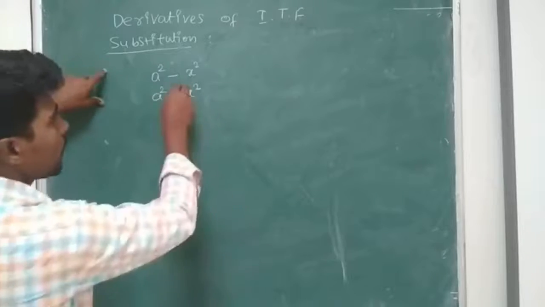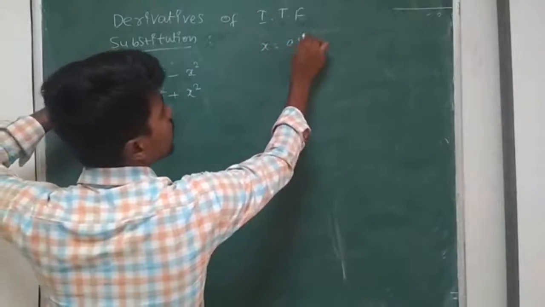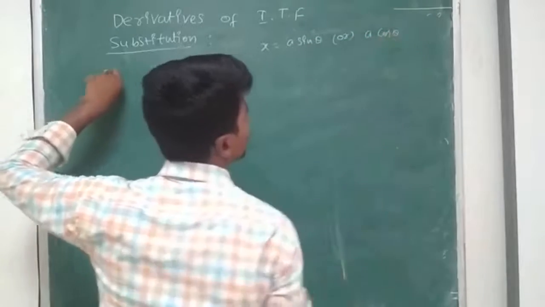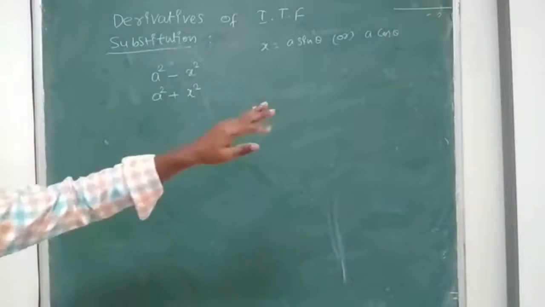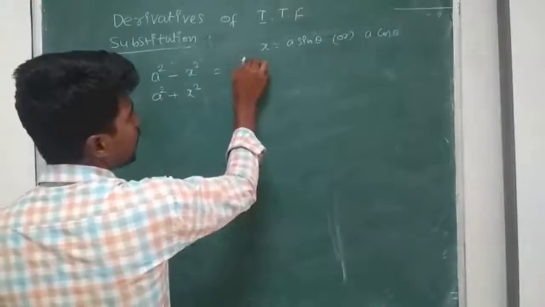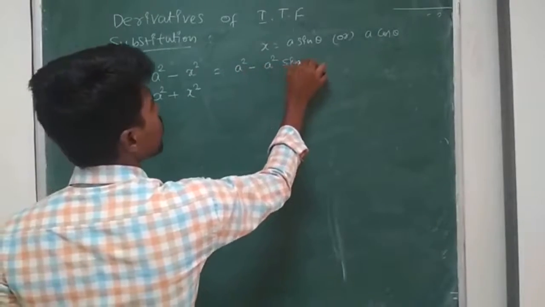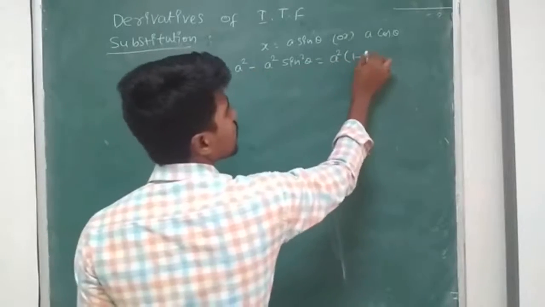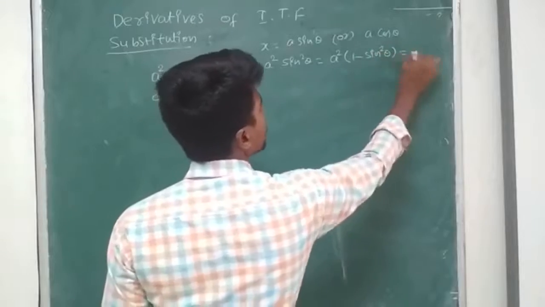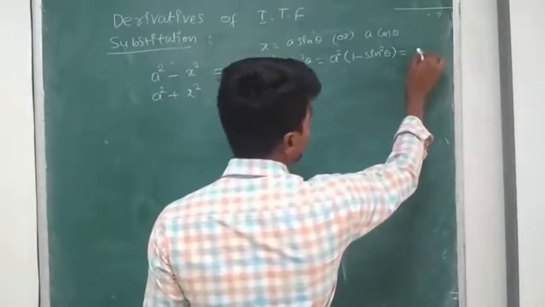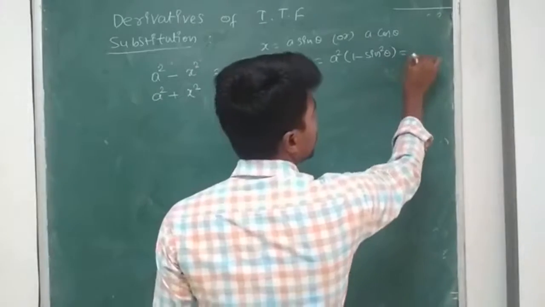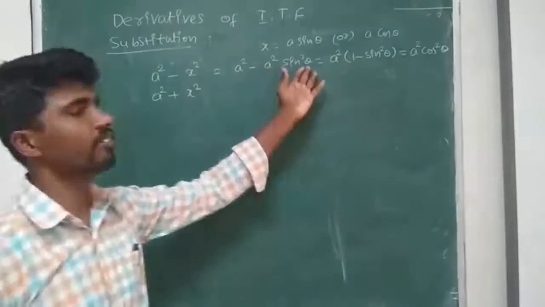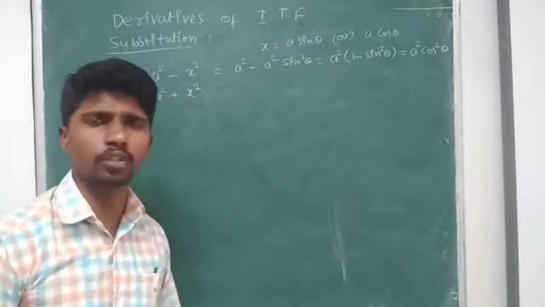Further, I can substitute x as a sin theta or a cos theta. If I substitute, what do I get? A square minus a square sin square theta. So I take a square common: 1 minus sin square theta, which is nothing but cos square theta. I get a square cos square theta. So in place of theta, you can write y or alpha. The variable is invariant, right?